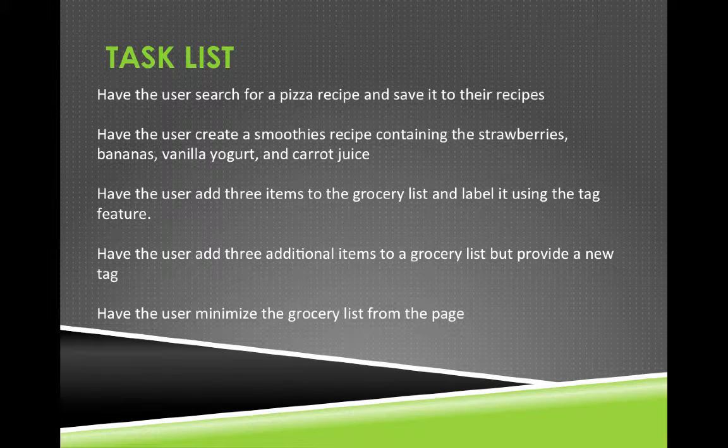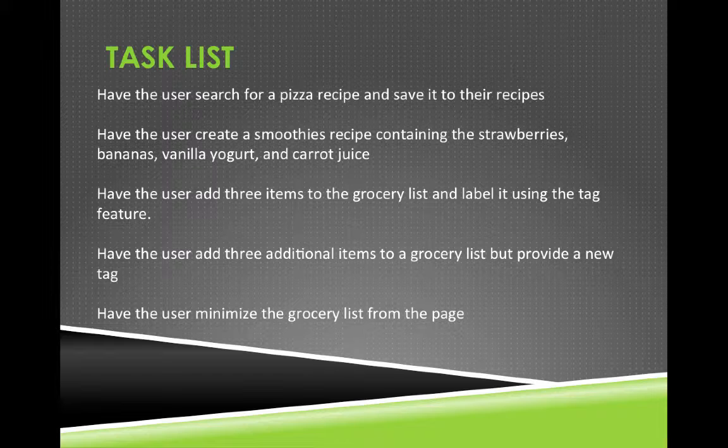We then put together a task list. So we had the users do these 5 things. Search for a recipe and save it to the recipes. Create a recipe for smoothies containing strawberries, bananas, vanilla yogurt, and carrot juice. Have the user add 3 items to the grocery list and label the list using the tag feature. Have the user add 3 additional items to the grocery list, but provide a new tag. And lastly, have the user minimize the grocery list from the page.